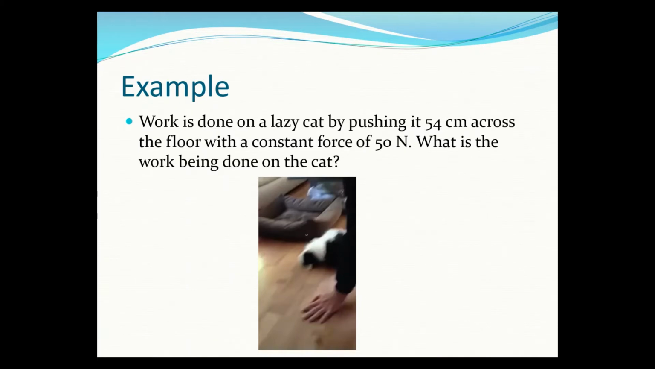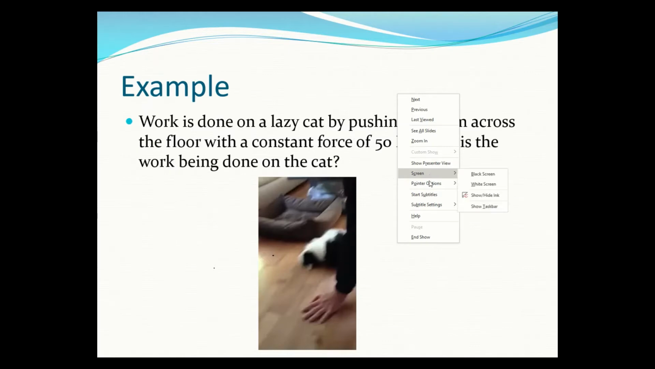Oh, this video here is, I guess I can show the video. The sound won't work with it, but I can show the video if I can get it to play. Well, I don't know how to get it to play. Pointer options. Pen, highlighter, arrow options, visible.